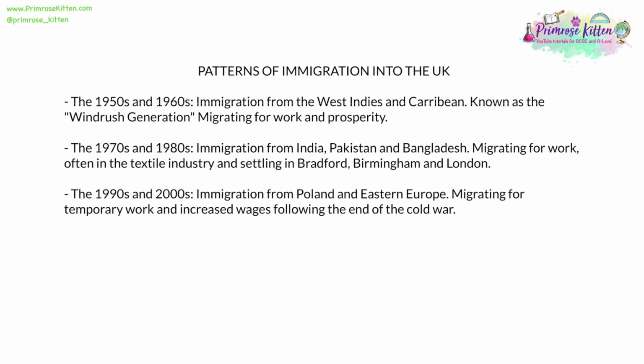There have been several waves of migration into the UK, which can be generally summarised like this. During the 1950s and 60s, there was a wave of migration from the West Indies and Caribbean. These were known as the Windrush generation and generally migrated for work and prosperity. During the 1970s and 80s, there was a wave of migration from India, Pakistan and Bangladesh, generally migrating for work, often in the textile industry, and settling in places like Bradford, Birmingham and London.